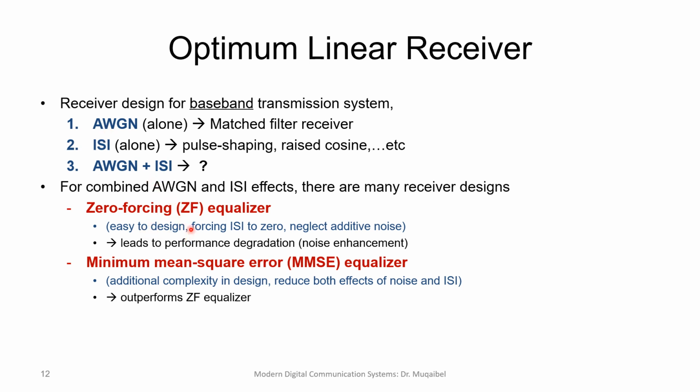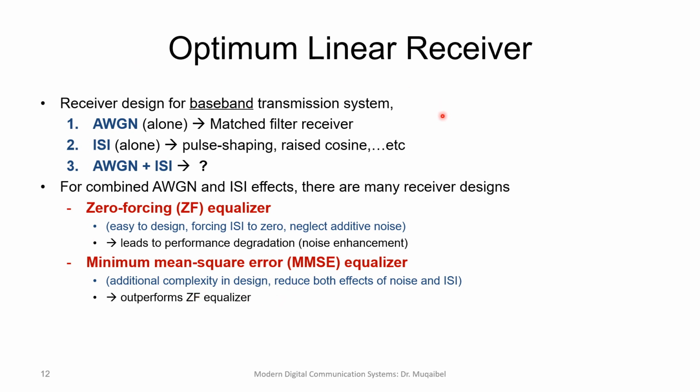So it's easy to design the zero forcing equalizer. It forces the ISI to zero, but it neglects additive noise. So it could result in amplifying the noise, solving one and worsening the other, which we call noise enhancement. The thing that solves the two together is what we call the minimum mean square error equalizer. Of course, at additional complexity, it reduces both effects of noise and ISI. Of course, it outperforms the zero forcing equalizer because it does not only zero force the ISI, it also takes care of the noise at the same time.